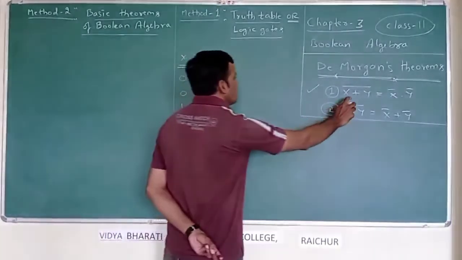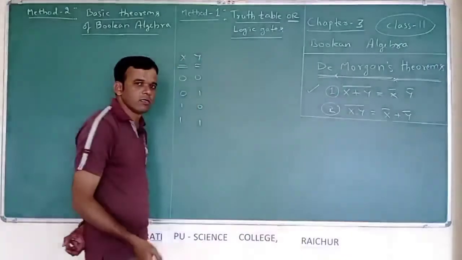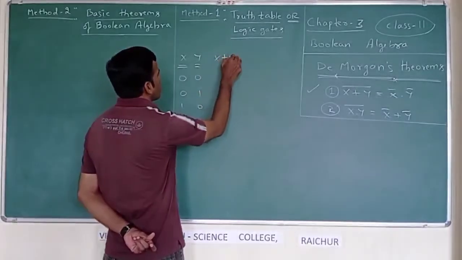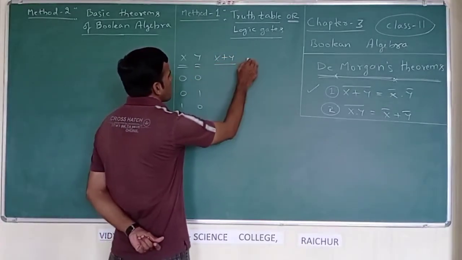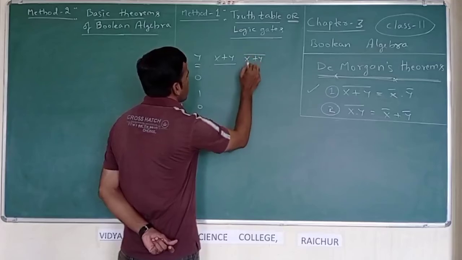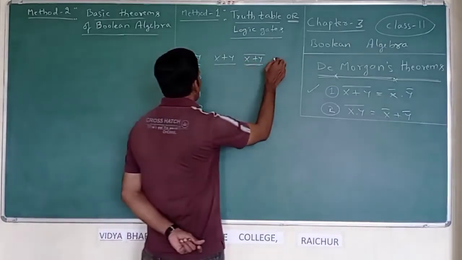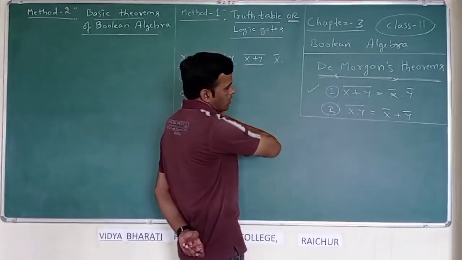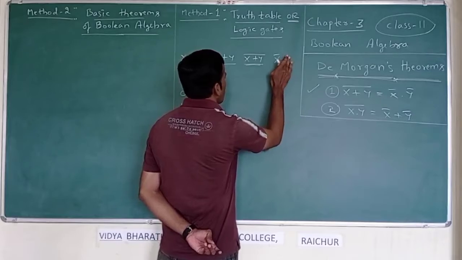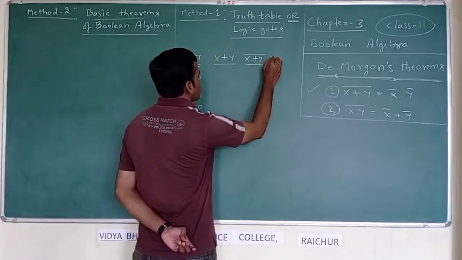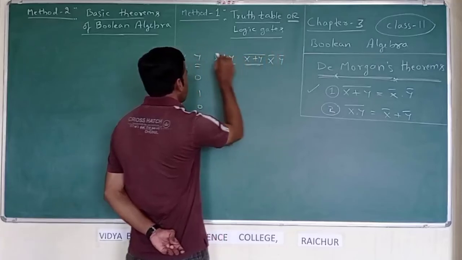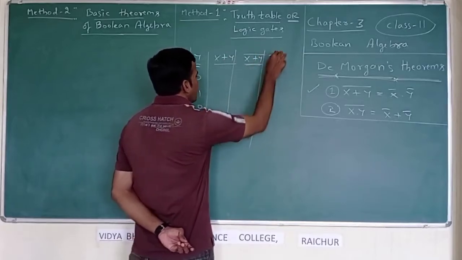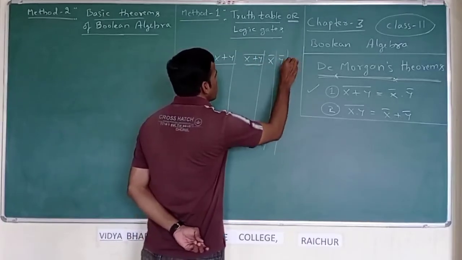We need x plus y, the sum of two variables, and then x plus y whole bar, the complement of the sum. Then we need x bar and y bar. Let me write x bar separately and y bar separately, then we can go for x bar into y bar.